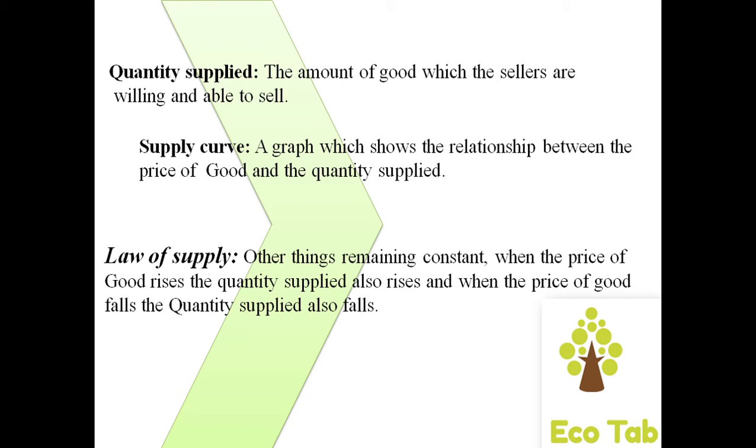Law of supply: other things remaining constant, when the price of a good rises, the quantity supplied also rises. And when the price of a good falls, the quantity supplied also falls. Same as what we saw in the law of demand. You have to remember both the laws. There are many determinants of supply, but price plays a very important role. At low prices, some sellers may even choose to shut down. They are not able to meet the cost expenditure.